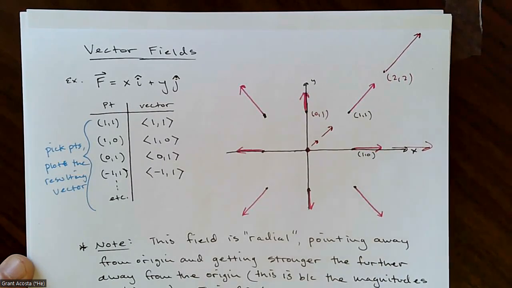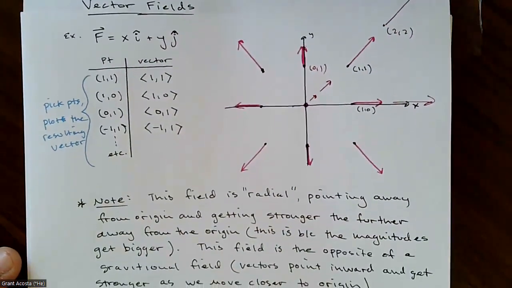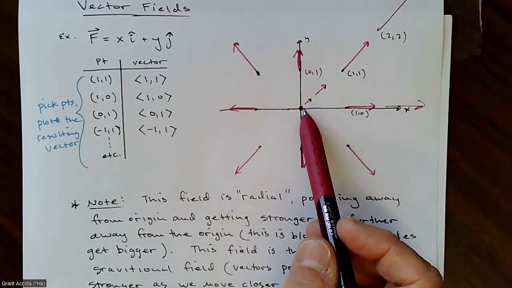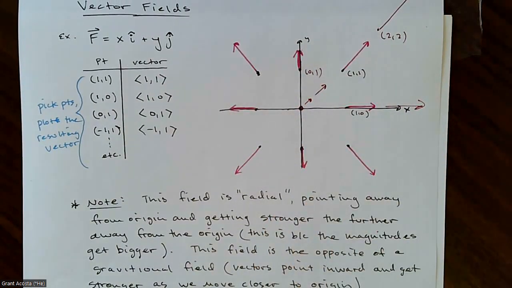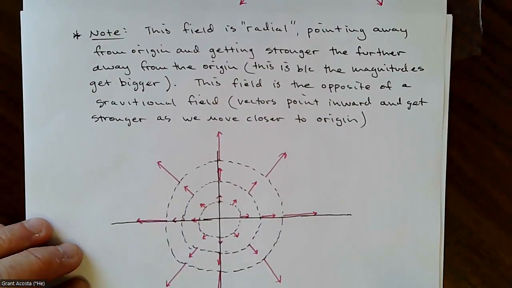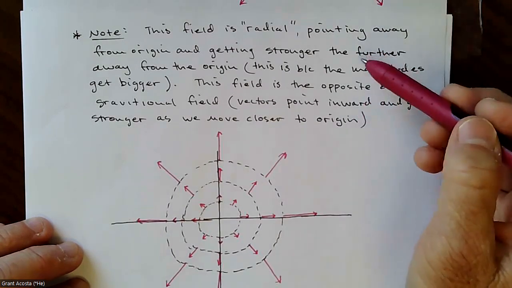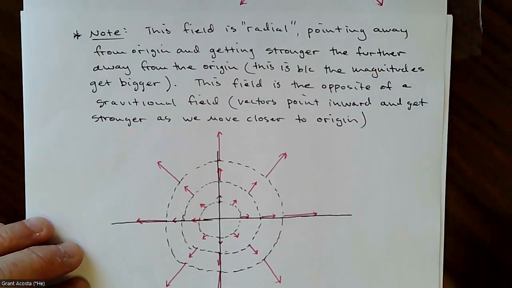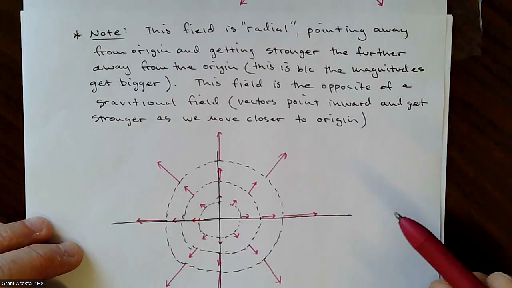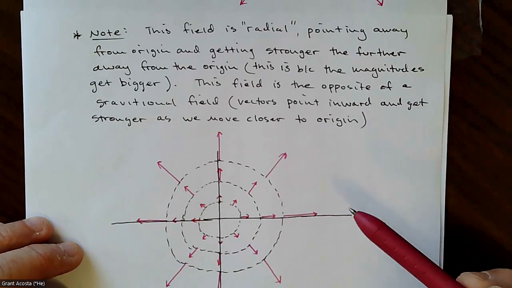And this is actually sort of a common field that you'll probably see more than once here. A description for this field, since everything's moving away from the origin, we can call it a radial field. And a radial field, sometimes we have the vectors going outward and sometimes we have them going in. If the vectors were going in, we could sometimes refer to that as like a gravitational field.